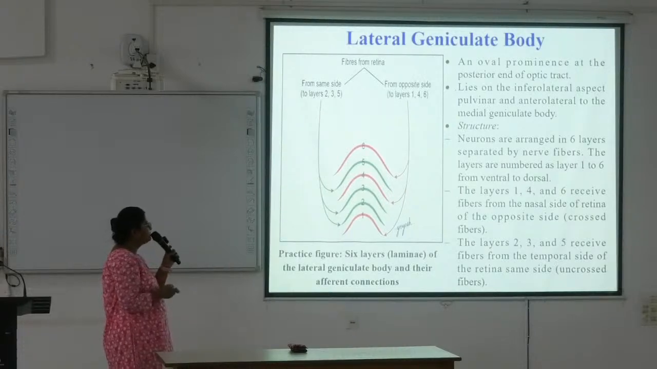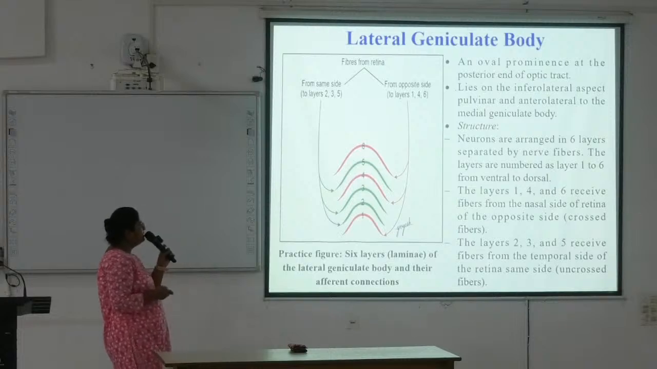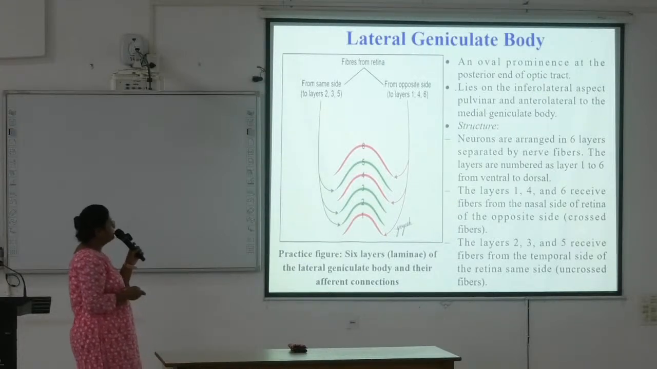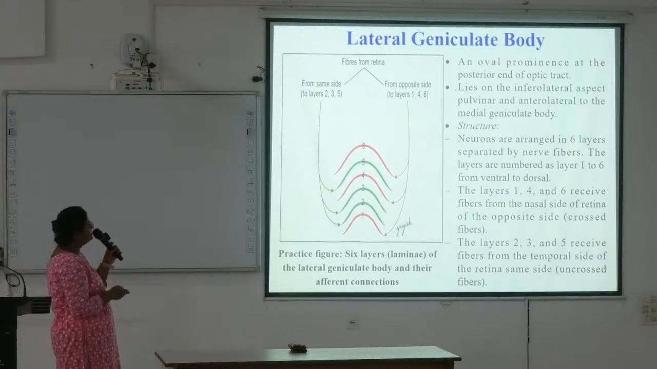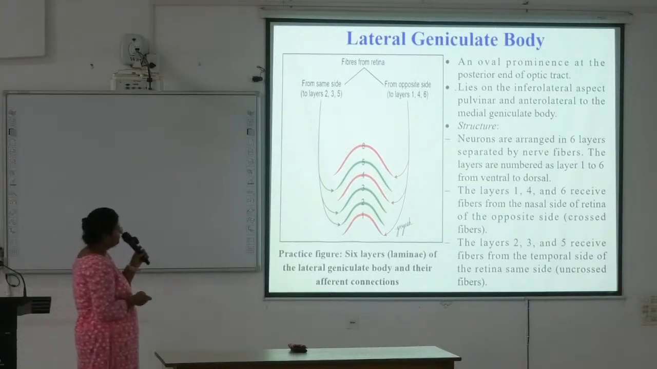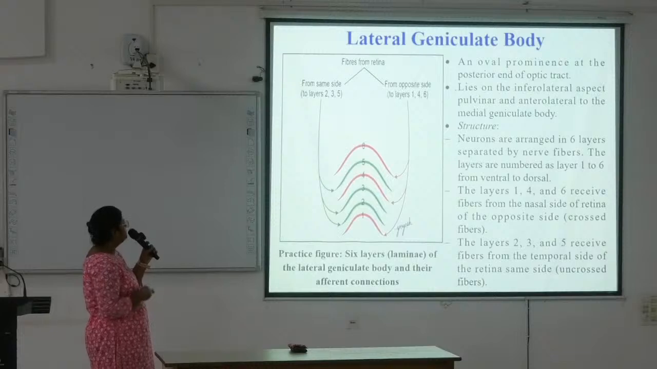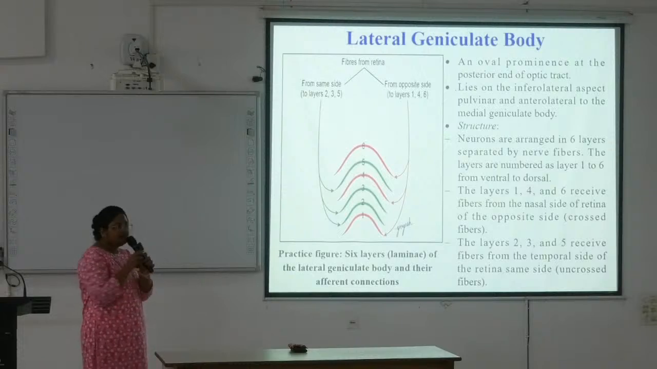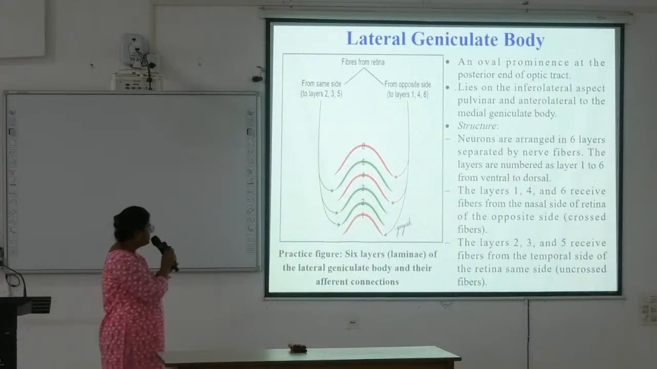Here, ventral to dorsal. The layers 1, 4 and 6 receive fibers from nasal side of retina of the opposite side, crossed fibers here. From the opposite side, 1, 4 and 6 are getting crossed fibers. And the layers 2, 3 and 5 receive fibers from temporal side of the retina of the same side. Okay, 2, 3 and 5 getting temporal side of retina, same side, uncrossed fibers. There is crossing of some fibers in the optic chiasma, that's why this is occurring.